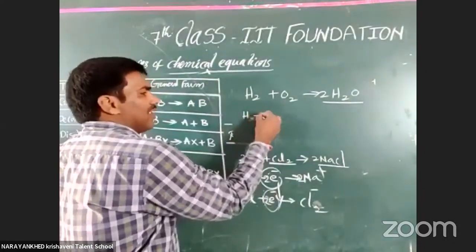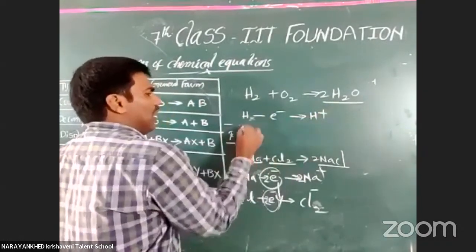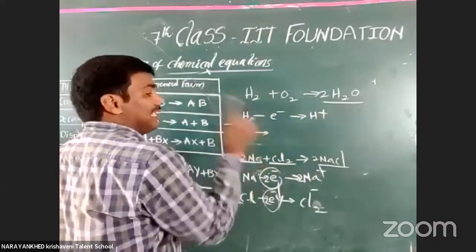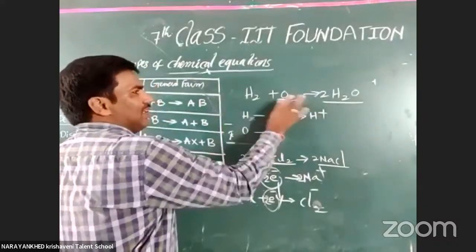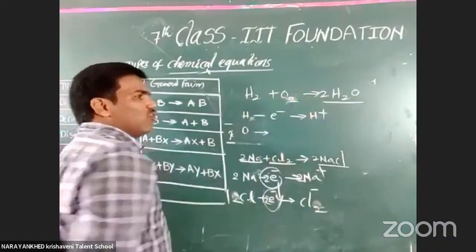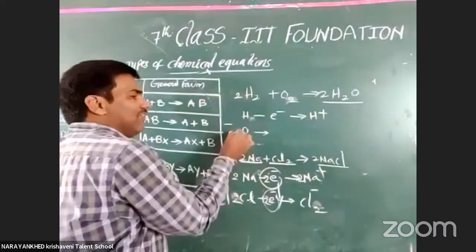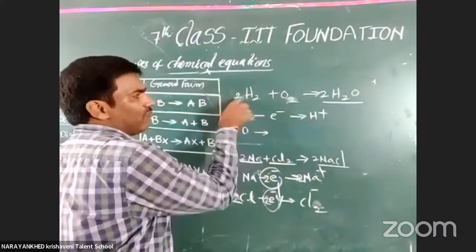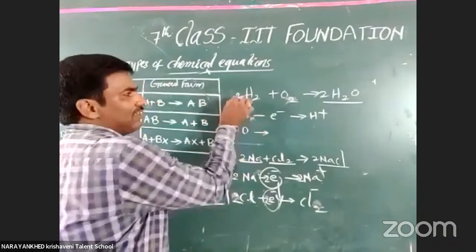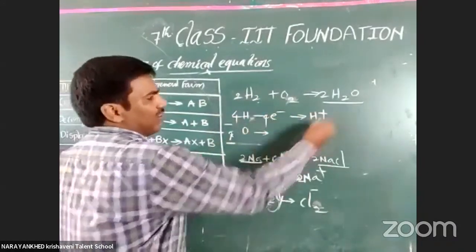Hydrogen loses one electron and forms H plus. The oxygen requires two electrons. Clear or not, all the students? How many electrons does it require? Two electrons. It takes two electrons from the hydrogens. How many hydrogens are involved? Four hydrogens are involved, so four electrons are lost.